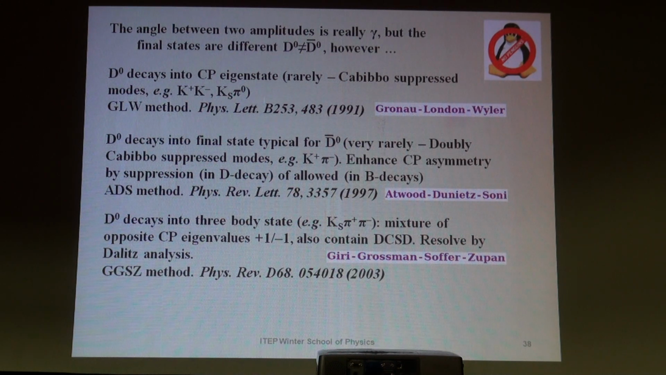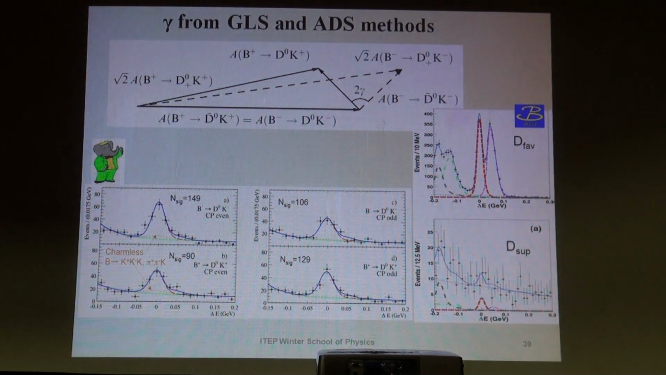I will show this in two slides. First I will just illustrate how the first two methods work. Both experiments tried both methods. So I will illustrate by BaBar pictures the first method and by Belle pictures the second one. So this is how BaBar measured the size of these two triangles for B mesons and for anti-B mesons, for B plus and B minus. Using these measurements, they measure these sides. Other sides are simpler to measure.